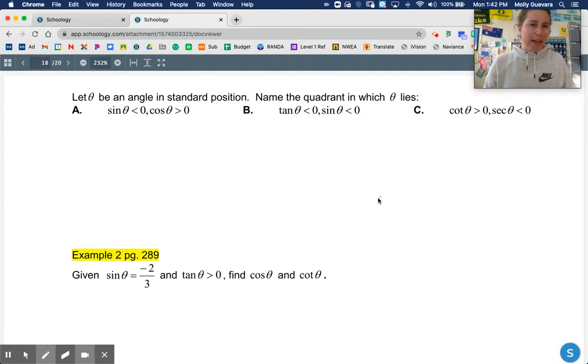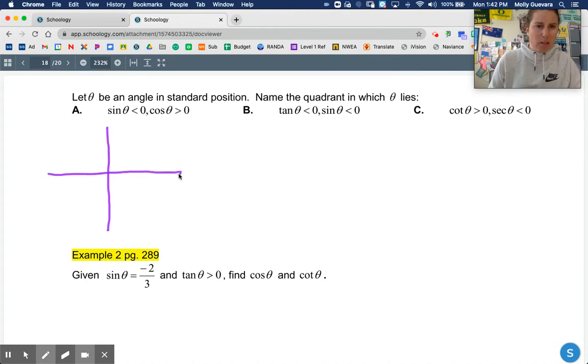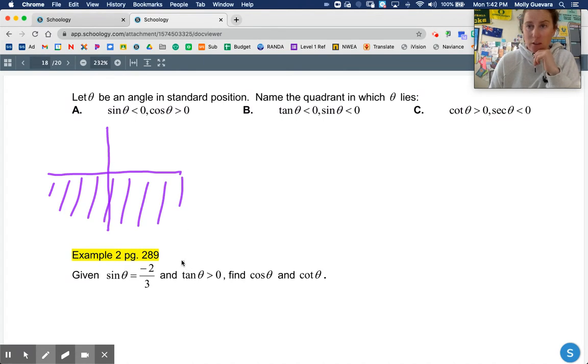Okay, so it says let theta be an angle in standard position. Name the quadrant in which theta lies. This is how I like to do it. So I look at my information here. I'm given that sine of theta is less than 0. Sine is my y's, right? So my y's are negative is what that's telling me. So the areas in which my y's are negative are down there. So it could be quadrant 3 or it could be quadrant 4. So this is telling me that y is less than 0.